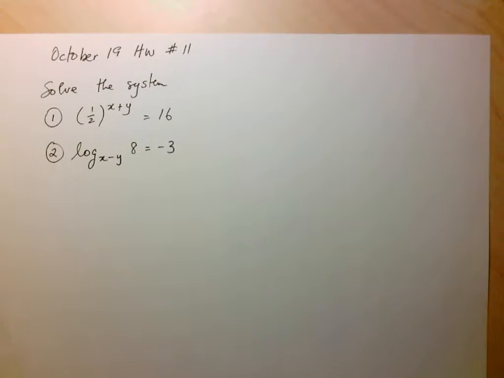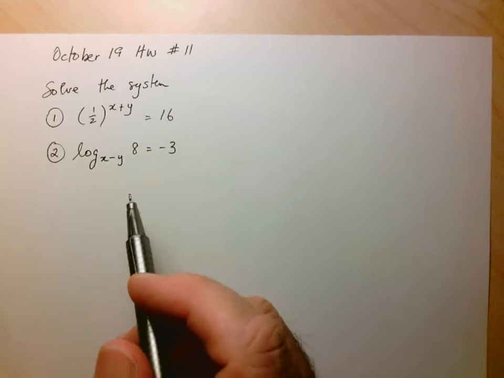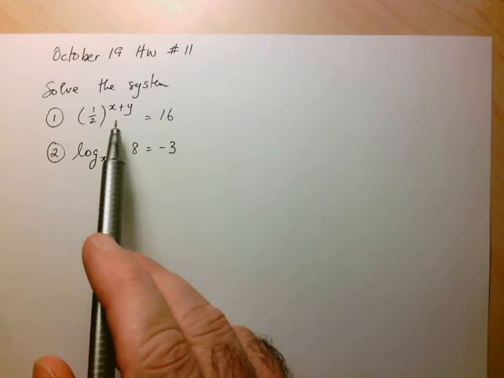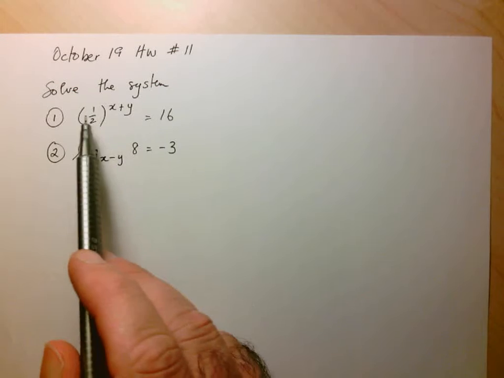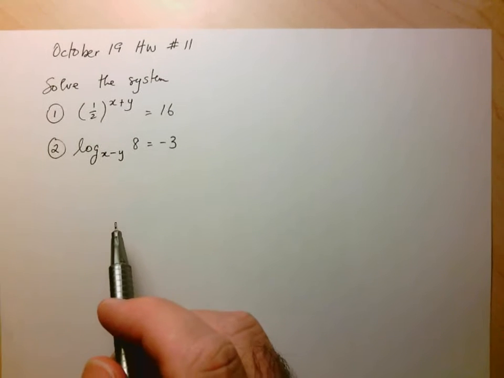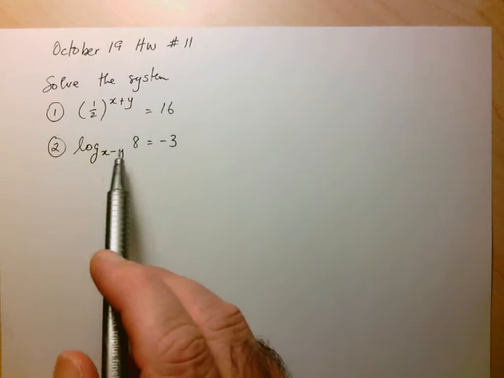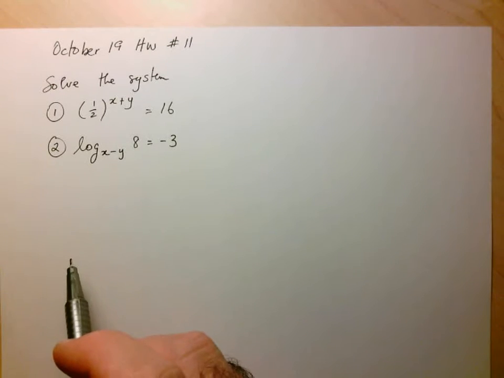Hi folks, we're going to take a look at number 11 from the October 19th homework, and here they're asking us to solve this system of equations. So I notice here I've got two equations, and each of them involves the two unknowns x and y. So it is a system of equations, but at least from the looks of it, it doesn't look like a system of linear equations.